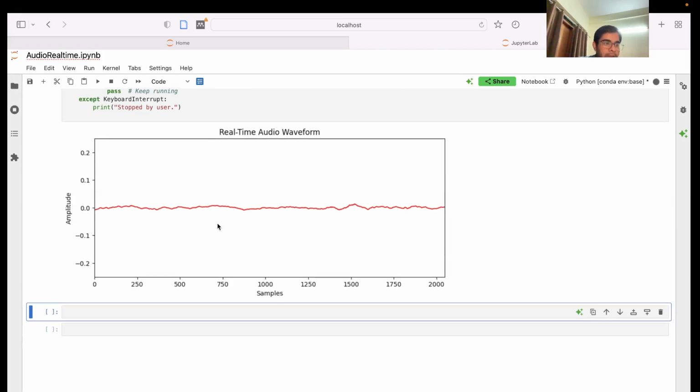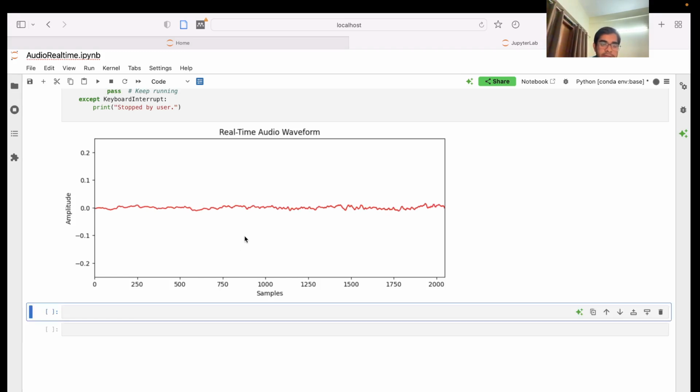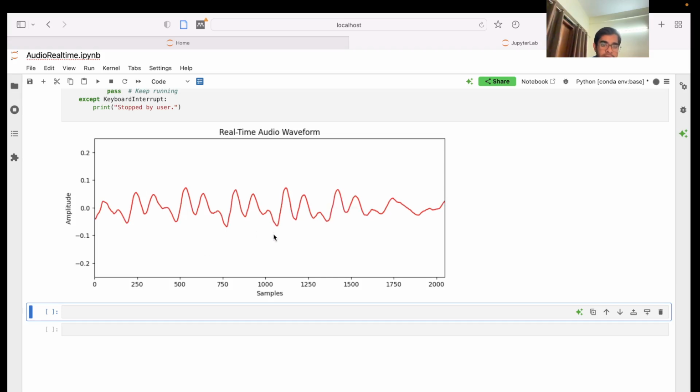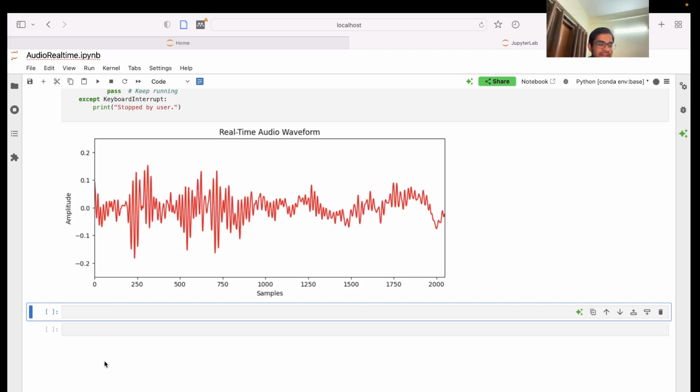So as you see here, as I speak, just a moment, it will come. As I speak, you can see after some time it changes. The waveform changes according to how I speak here. Whistle. Yeah. You want to whistle? You can whistle. I think it is hearing you also. Oh, even my voice is going there? Yeah.